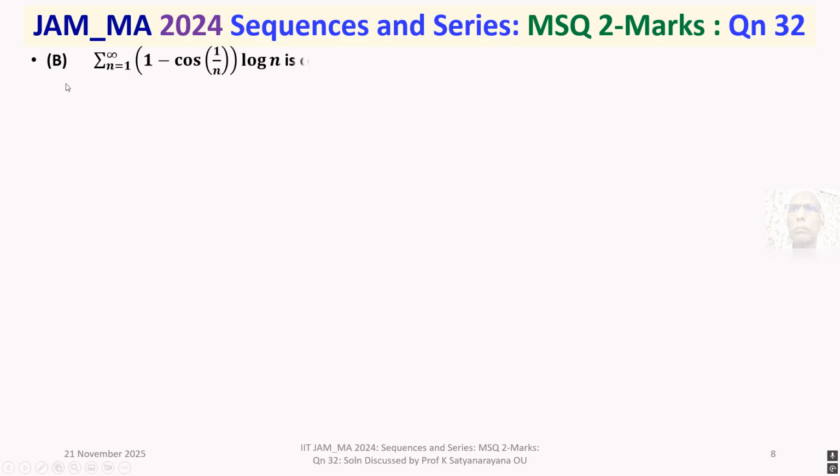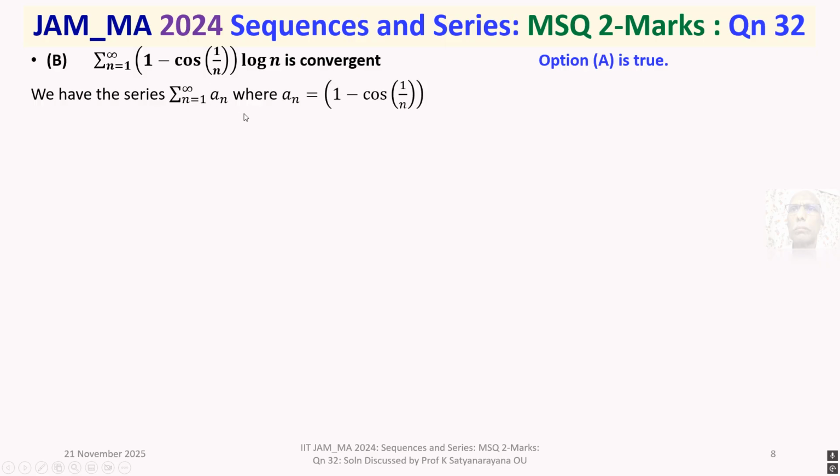Now, we consider option B. Sigma n is equal to 1 to infinity, in brackets, 1 minus cos of 1 by n multiplied by log n is convergent. So far, option A is true. We have the series sigma n is equal to 1 to infinity an, where an is in brackets 1 minus cos of 1 by n bracket close log n. For all natural numbers n not equal to 1, an is positive. Agreed? Agreed. So it is a series of positive terms.